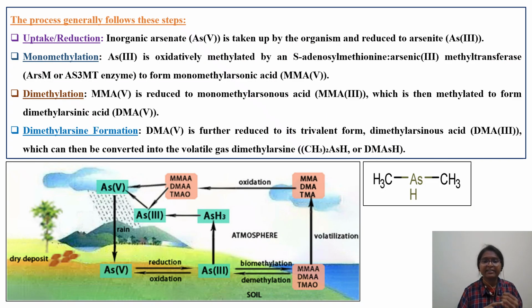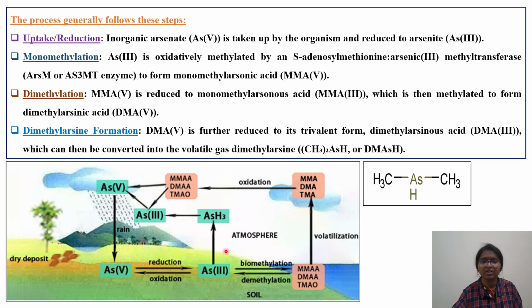We'll see uptake and reduction. As I told you, inorganic arsenate, which is in the fifth oxidation state, is taken up by the organism and reduced to arsenite, As plus 3 oxidation state. Monomethylation: As3 is oxidatively methylated by S-adenosyl methionine, SAM, which facilitates the methyl group, through the As3 methyltransferase enzyme, AS3MT, to form monomethyl arsonic acid, MMA5.